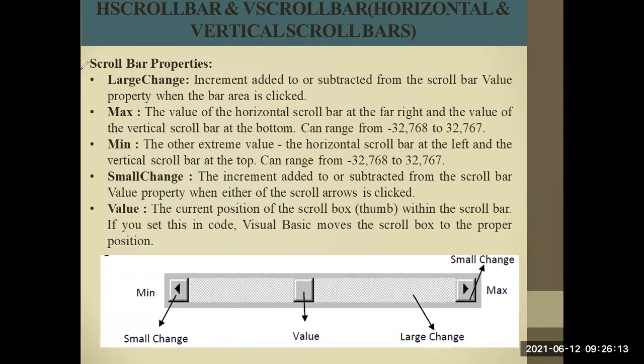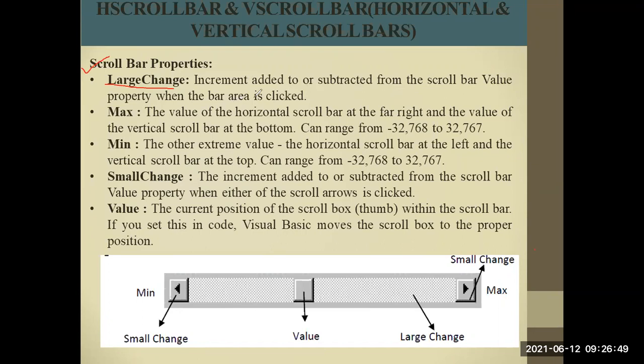So let us discuss the different properties associated with the scorecard. The first property is called large change. Large change is nothing but the increment added or subtracted from the scorecard's value property when the bar area is clicked. That means whenever you click on the bar area, it will add a value to the current value, or subtract the value from the current value, as per your position.